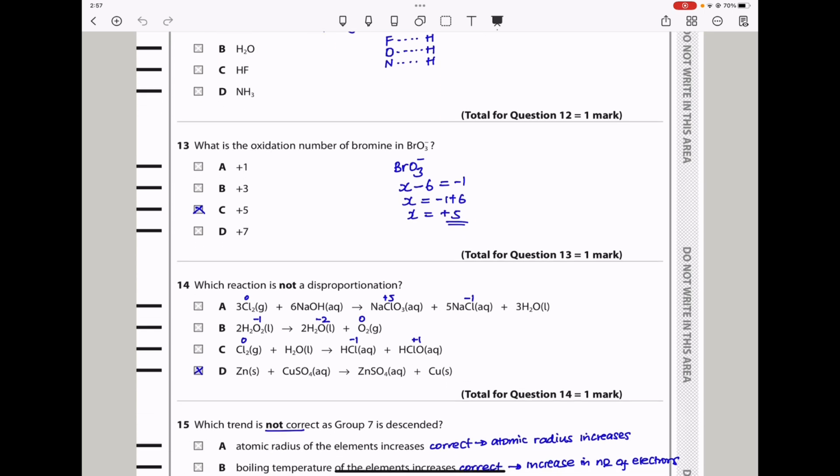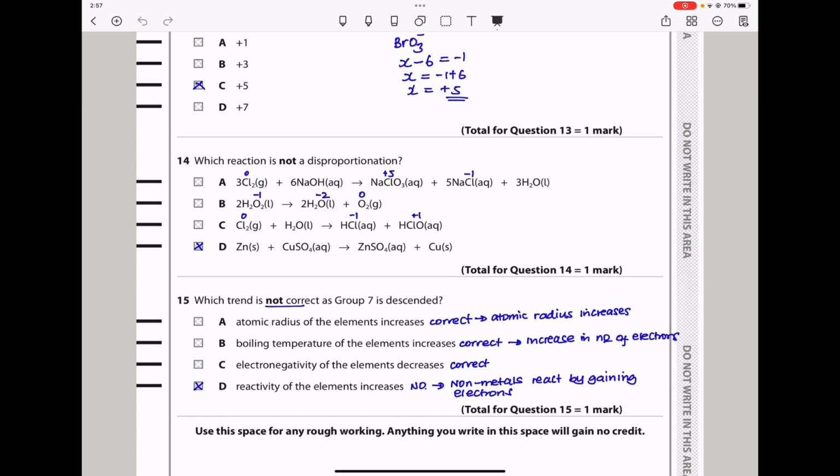In question 13, what is the oxidation number of bromine in this compound? So BrO3 minus. If we let this be X, then X plus 3 times -2 is equal to -1. So the oxidation state of Br is equal to -1 plus 6, which is equal to plus 5. And therefore C is your answer.